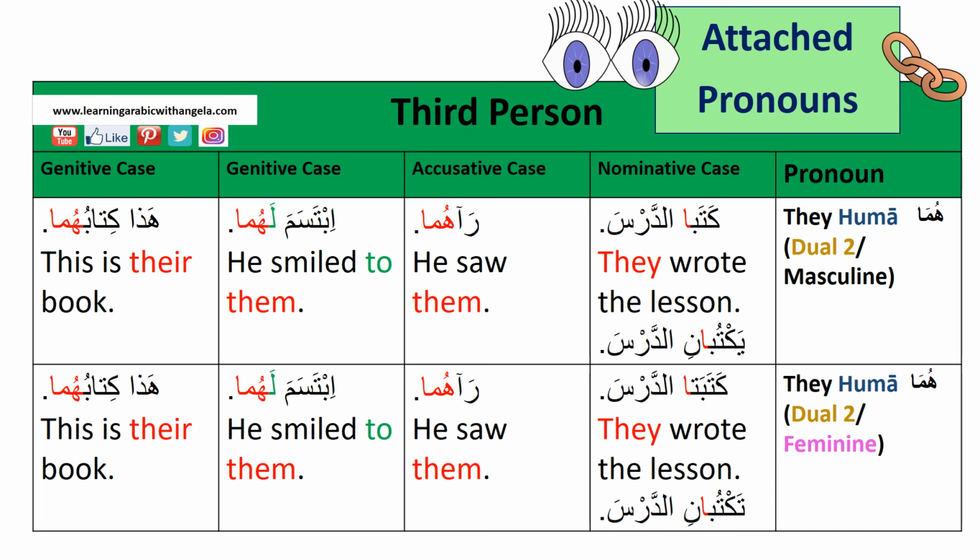In the accusative case, رآهما, he saw them, the two of them. And the same for the feminine, رآهما. And ابتسم لهما and هذا كتابهما, the same for both the masculine and the feminine. So you can see the pronouns are in the genitive case when they are attached to a particle or a noun.